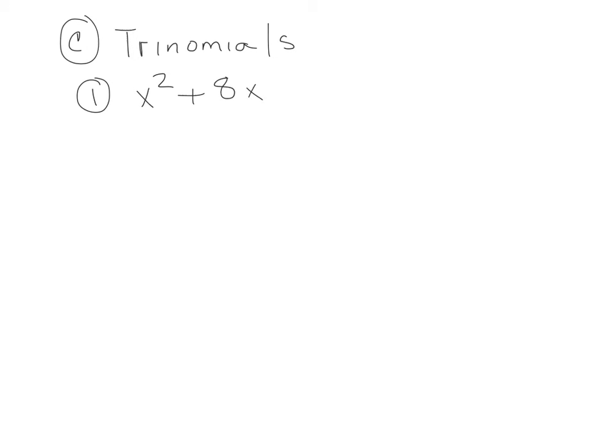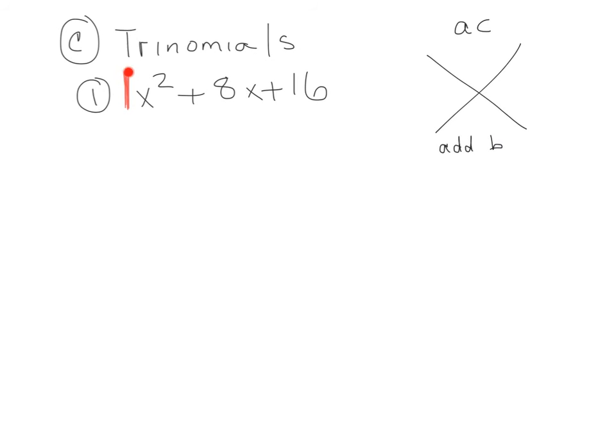So this would be part C. So let's just look at a trinomial. And we've been looking at trinomials quite a bit, so we should be getting pretty good at it. Let's say you had x squared plus 8x plus 16. Okay, this is a trinomial. It has a leading coefficient of 1, so we can do this one a little quicker. You need a times c, and you need the factors to add up to b.